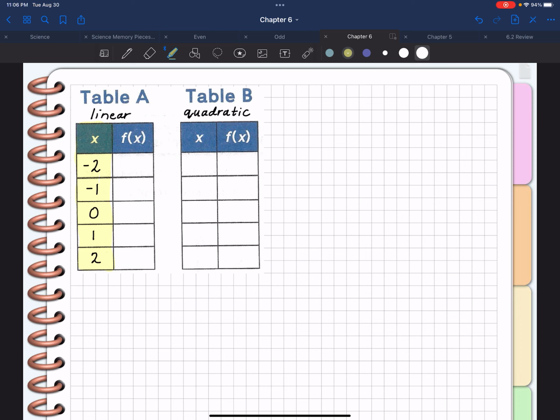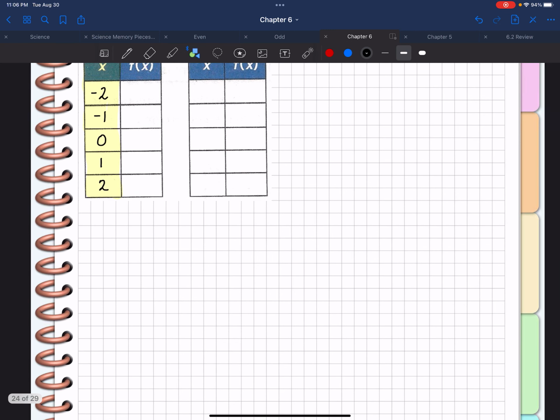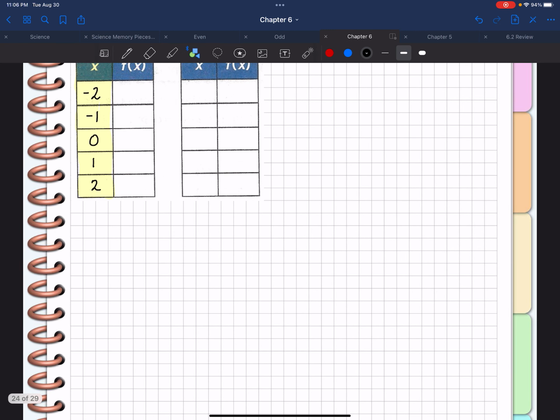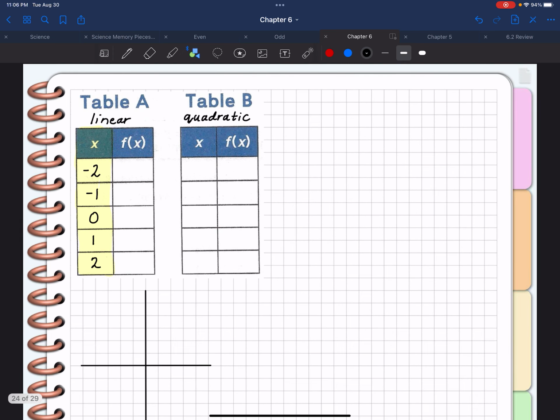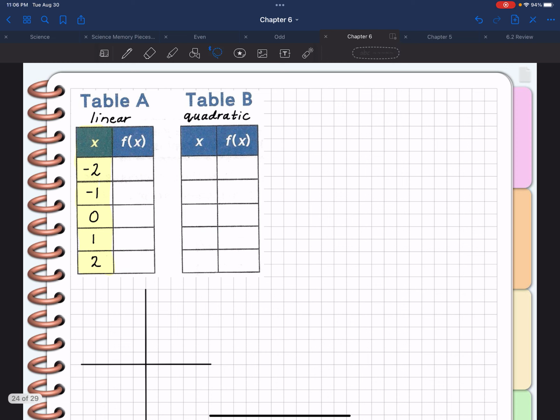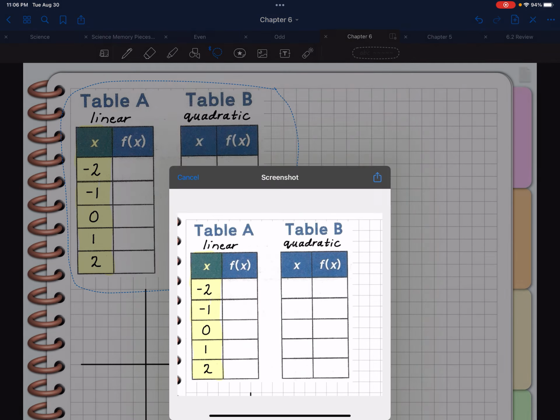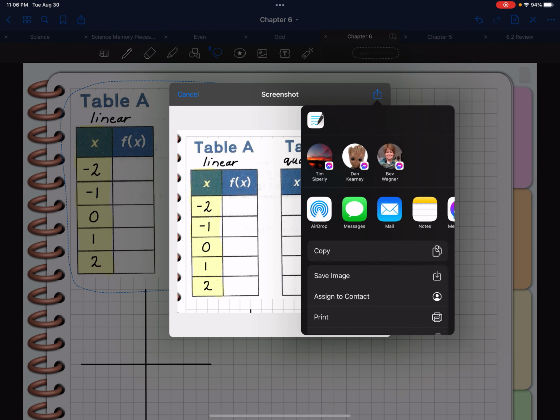Now, I'm going to go ahead and do this the graph way. So draw yourself a coordinate plane right down here. And I'll tell you what, I'm going to do something else too. Let me just take a picture of this. Bear with me just a minute, please.